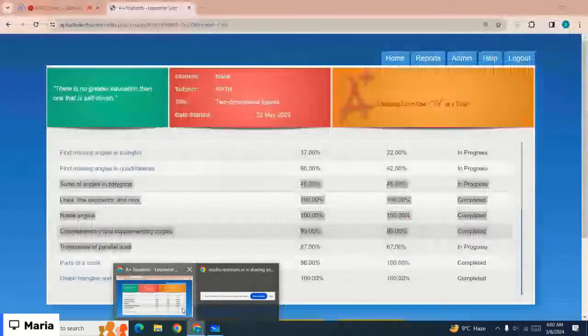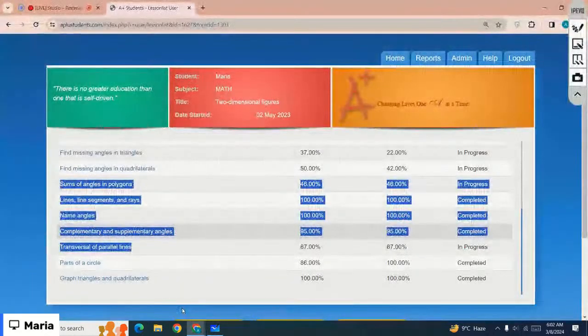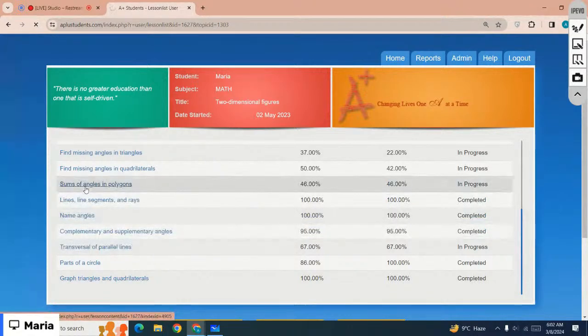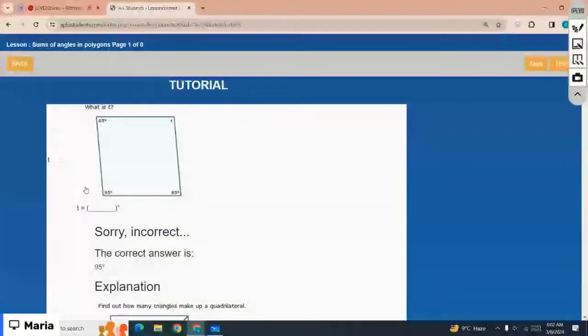So here I am on grade 6 math. The chapter we are on is two-dimensional figures. Let's start with the first lesson, that is sums of angles in polygons. Okay, what is T?